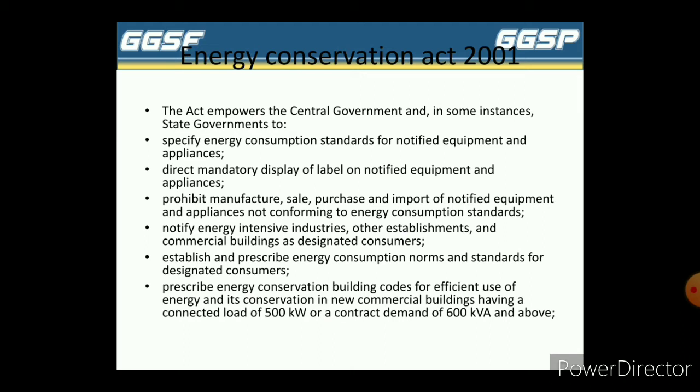commercial buildings as designated consumers, establish and prescribe energy consumption norms and standards for designated consumers, prescribe energy conservation building codes for efficient use of energy and its conservation in new commercial buildings having a connected load of 500 kilowatt or a contract demand of 600 kilovolt ampere and above.